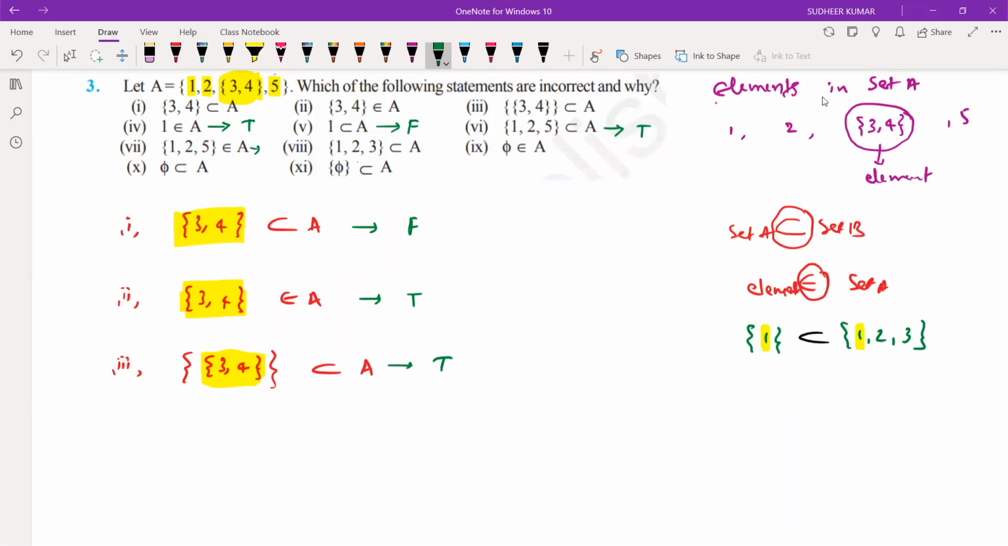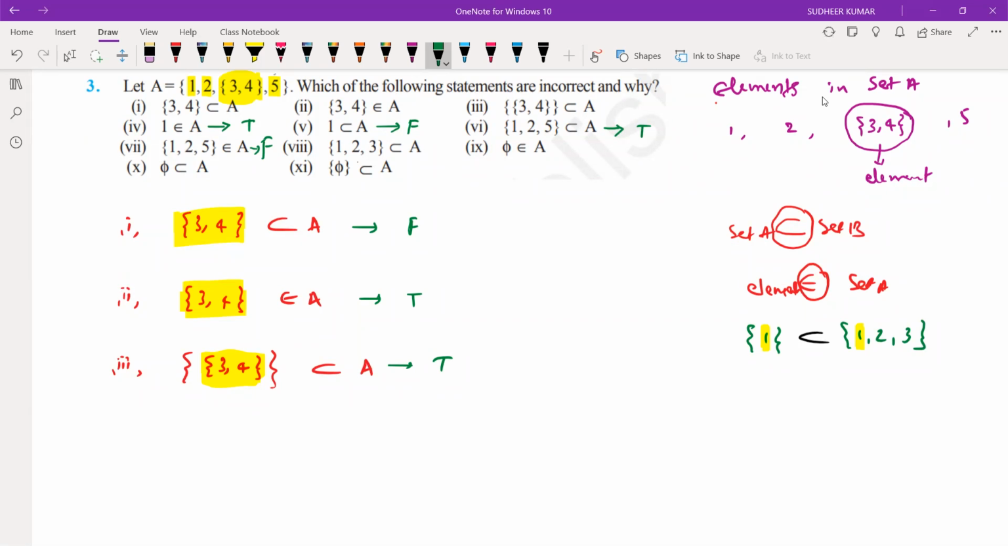False, sir. Why is it false? Because it is a set, sir. An element can belong to a set, but a set never belongs to a set. So that is why it is false. Next.